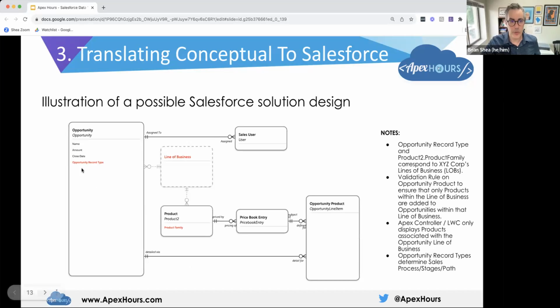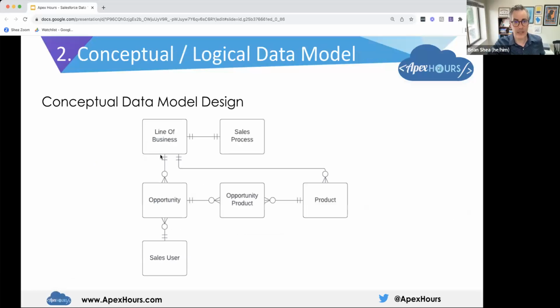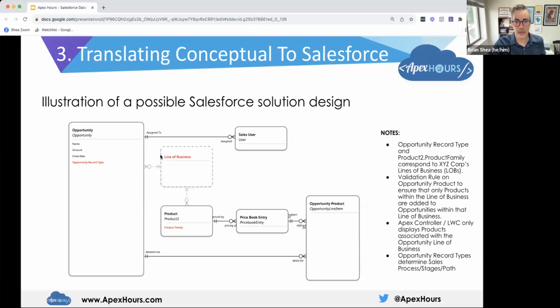We only have two fields that we're capturing. We're not capturing line of business as a standalone entity, as we do here, okay? And we're using validation rules, we're using some code in places, we're using some out-of-the-box features like record type and sales process, stages, path, to bring this solution together.